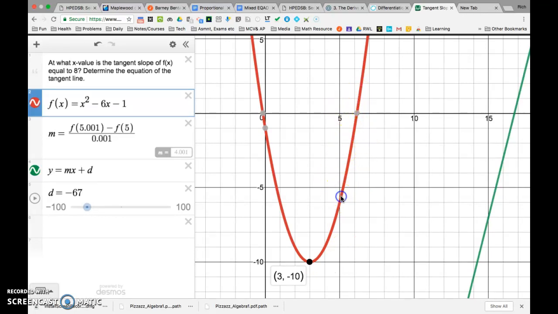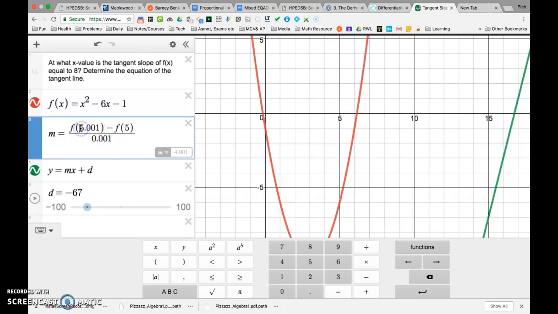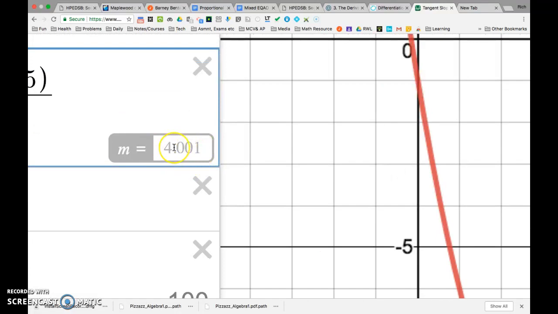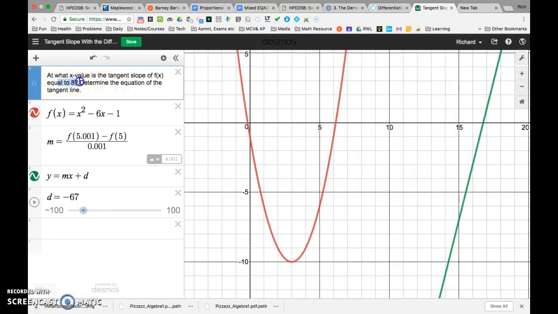So the first one I'm going to try is 5. Do you see how I'm right at 5 now? So what is the tangent slope at 5? Well, I checked it here, and I put in 5.001 and 5. So that's the tangent slope at 5. I don't know if you can see it very well, but the tangent slope works out to be 4 there. Well, I want the tangent slope to be 8. If at x equals 5 the tangent slope is only 4, do I need to go further to the right or to the left? Well, the parabola gets steeper as I move to the right and up. So I'm going to have to try something else.